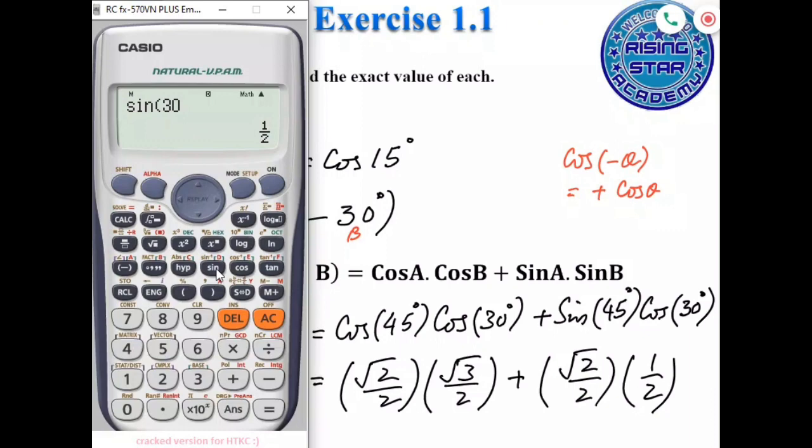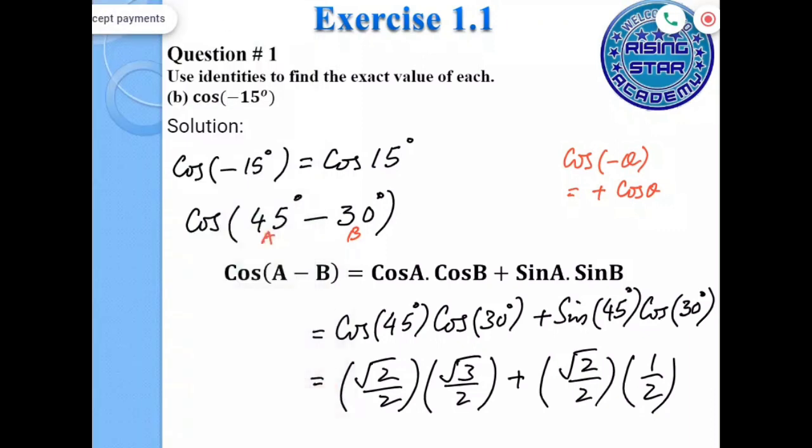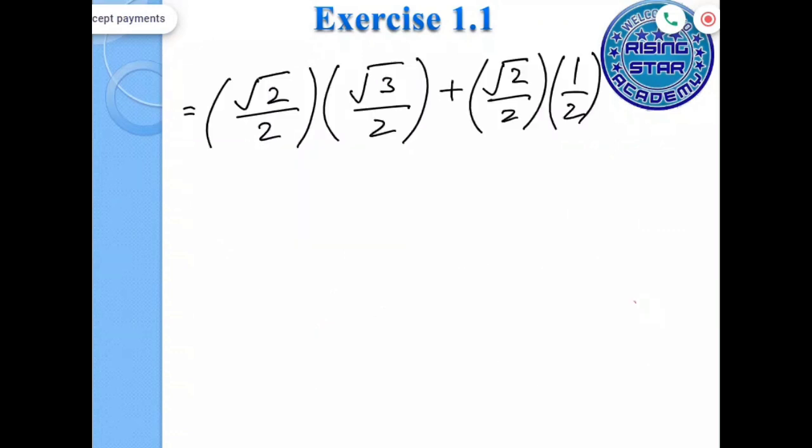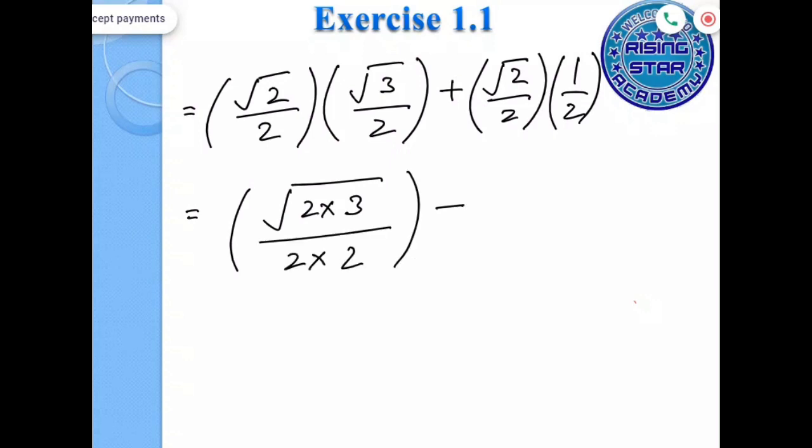Now again we will multiply them to get our answer. So now here we will simplify it. So root 2 times root 3, that would become root of 2 times 3, and 2 multiplied by 2, plus root 2 multiplied by 1 would be root 2, and 2 multiplied by 2 in the denominator.